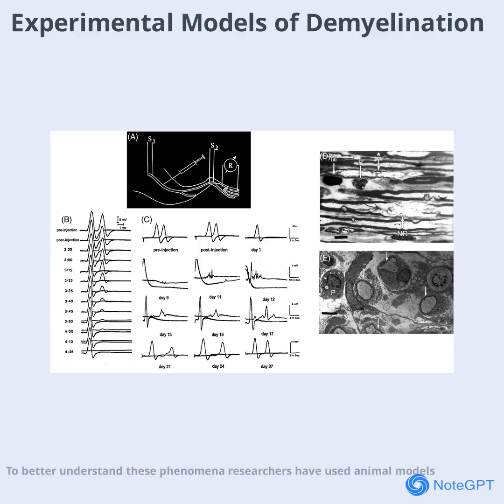To better understand these phenomena, researchers have used animal models. For example, injecting tellurium into a rat's tibial nerve induces acute segmental demyelination. Serial recordings show progressive decline in CMAP amplitude after proximal stimulation, eventually leading to complete conduction block. Pathological examination reveals myelin splitting and disruption near the nodes of Ranvier, with phagocytes cleaning up myelin debris. Over time, remyelination begins and conduction can be restored, though often with lingering slowing and prolonged latencies. These models help link electrophysiological findings to underlying pathology.